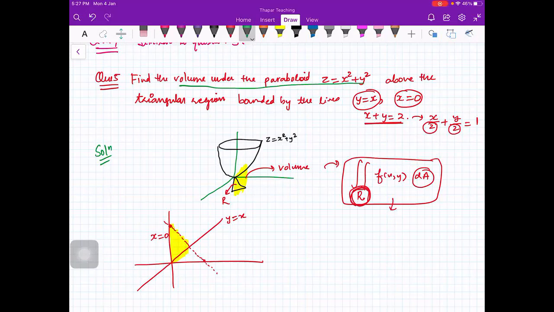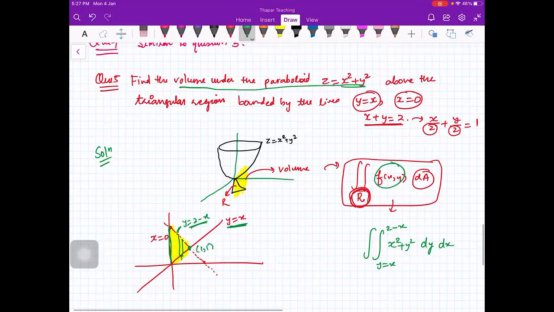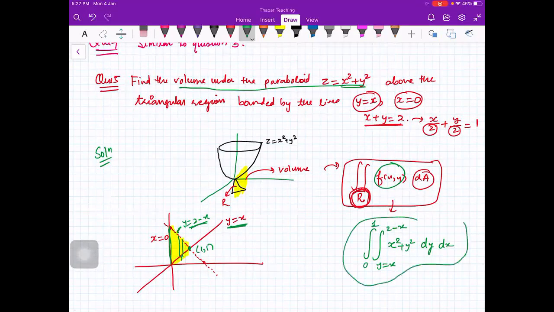Now you see, if we plot a vertical line, vertical line means we will first integrate with respect to y and then with respect to x. Your function f(x, y) is x square plus y square. The entry point is y is equal to x and the exit point is this line, y is equal to 2 minus x. And then x is from 0 to the point of intersection of these two lines. You can check the point of intersection will be (1, 1). So 0 to 1. Is that thing clear? So this is the integral you have to compute.